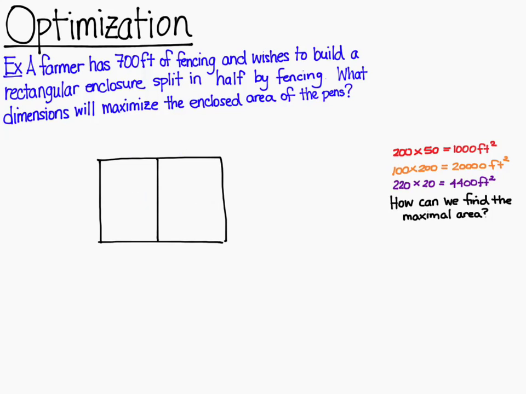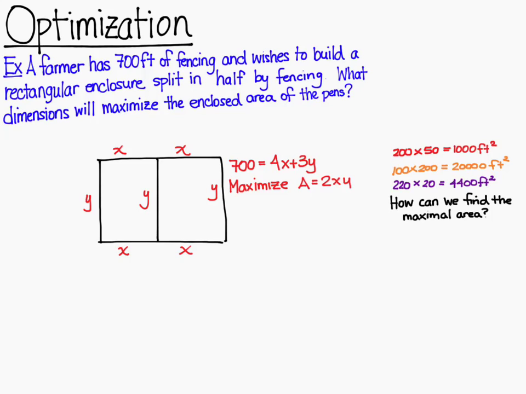To start this problem, I'm going to label the sides of my pen with x's on the short sides and y on the long sides. These may not be the long sides or short sides when we're actually finished, it's just on the picture this is how I drew it. Now I know that I have 700 feet of fencing, so that means that summing up each of the x's and y's, I should come up with 700 feet. So 700 equals 4x plus 3y.